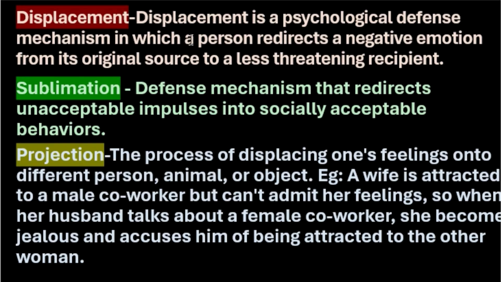Displacement is a psychological defense mechanism in which a person redirects a negative emotion from its original source to a less threatening recipient. Sublimation is a defense mechanism that directs unacceptable impulses to socially acceptable behavior. So here, unacceptable to socially acceptable, that is sublimation. S and S you can remember: socially acceptable, sublimation. Displacement: negative emotion from original source to less threatening recipient.